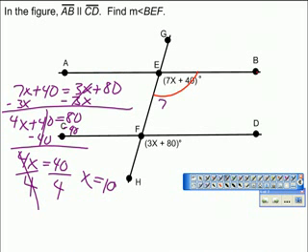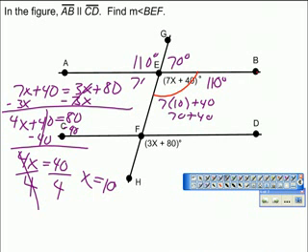You can plug it in here. x equals 10. 7 times 10 plus 40. 70 plus 40. 110 degrees. Which means what's the only other number for all these angles? 70. So if that's 110, that's 70. 110, 70, 110, 70, 70, 110. All you need is the measure of one of them. You can fill in the other 7.